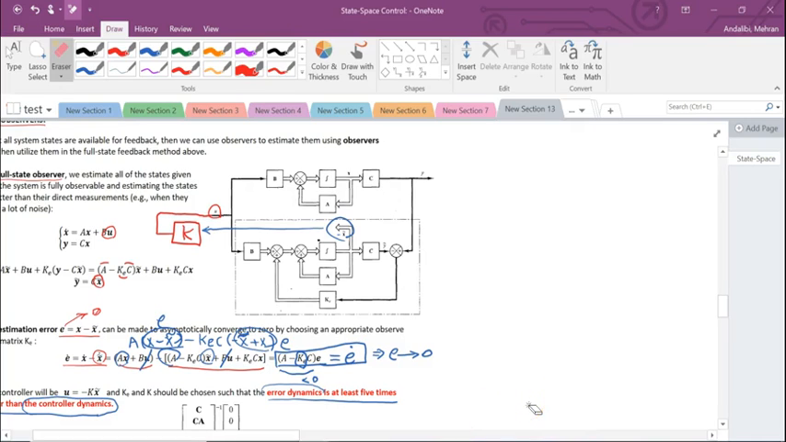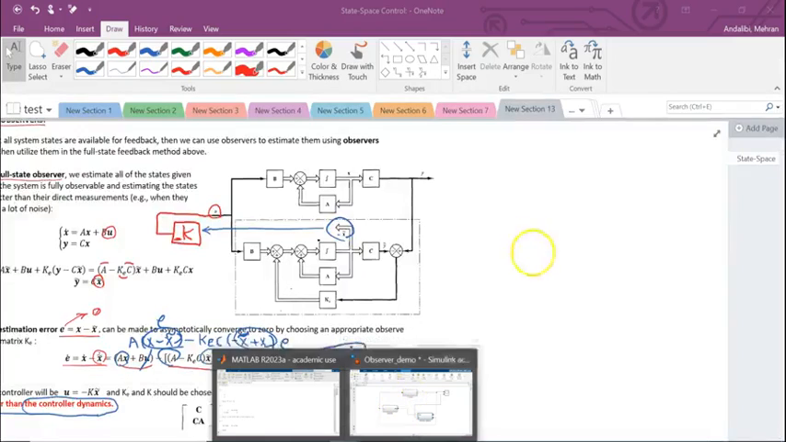Remember, U is negative K times X, so here you have to put a negative, okay? Remember, your controller is negative K times X. Pay attention to that.